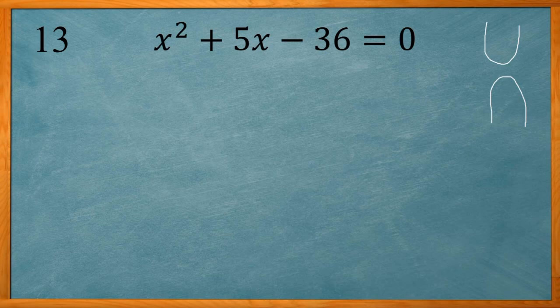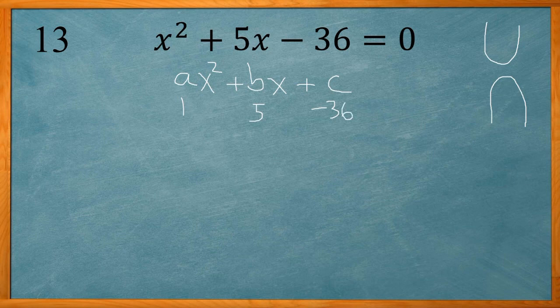So if I look at my coefficients, I have 1x squared plus 5x minus 36. A quadratic is in this form: ax squared plus bx plus c. Where our a in this case is 1, b is 5, and c is negative 36.